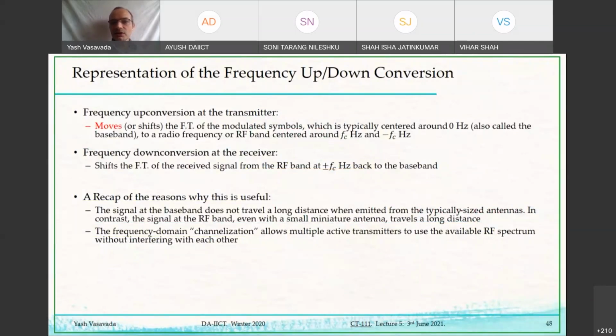And again, this is needed because the baseband signal doesn't travel much, but the RF signal travels a lot. Alternatively, you need a smaller size antenna for the communication to occur. And then the other aspect of it, which you can probably now imagine, is that it allows us to do the channelization in the frequency domain. Today when you turn on your FM radio and you go from 88.5 to maybe 90.1, those are different channels. And actually FM radio has maybe, I don't know, 100 such channels.